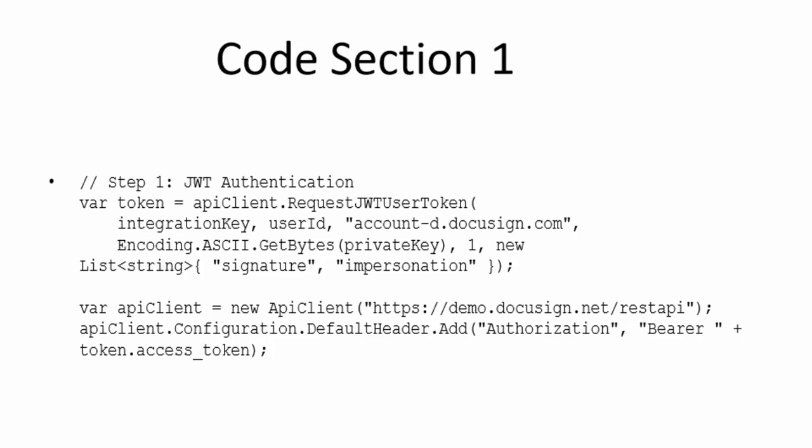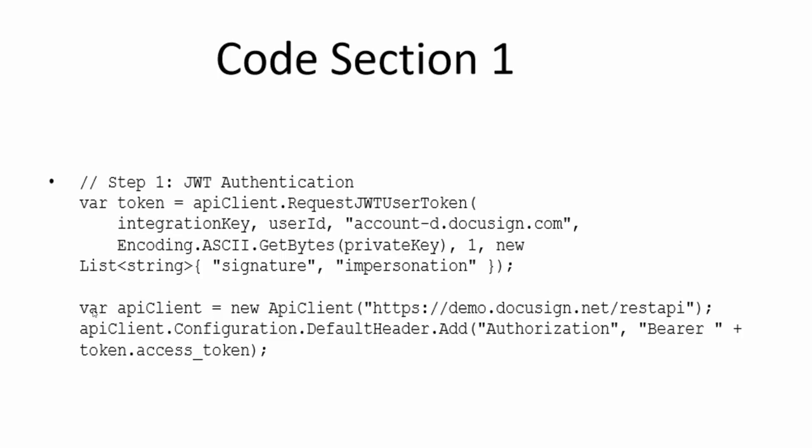So here what we have done, we have called ApiClient.RequestJWTUserToken, and we have passed the parameters: integration key, user ID, DocuSign demo account URL, and the private key that we have generated from the DocuSign platform, and some default values to the method. By this we will get a full token from the API client from DocuSign, and from that token we will add an access token to our API endpoint.